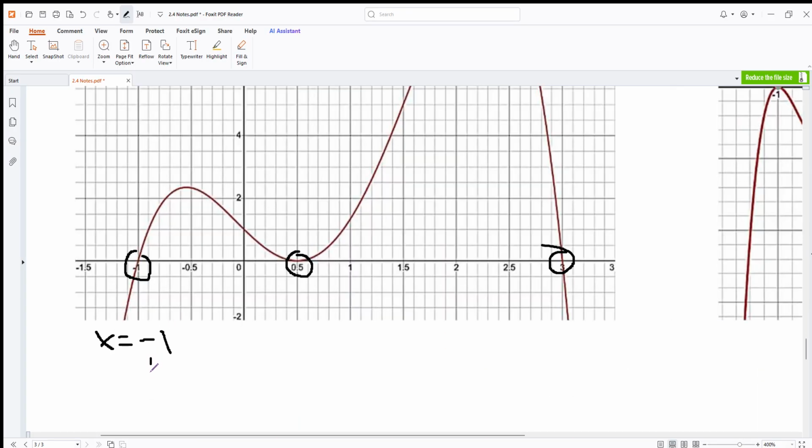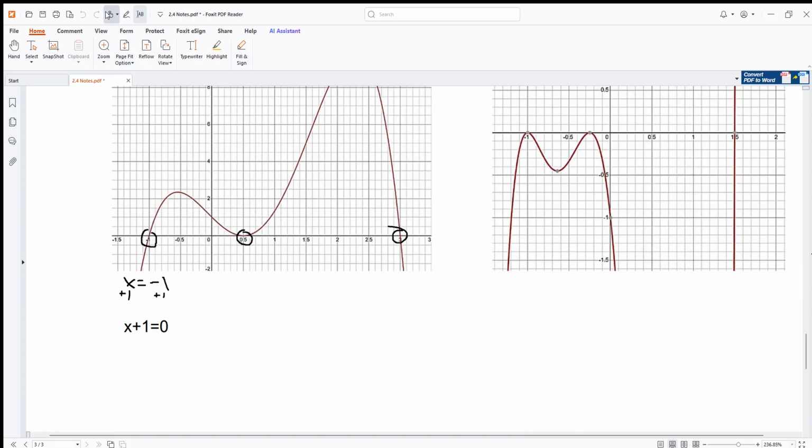So I'm going to add the 1 back over. Then we get the factor of x plus 1 equals 0. And as soon as it equals 0, that tells you that in the equation, I don't know what the full equation is, but I know that my f of x... actually, hold on. We'll do it this way.